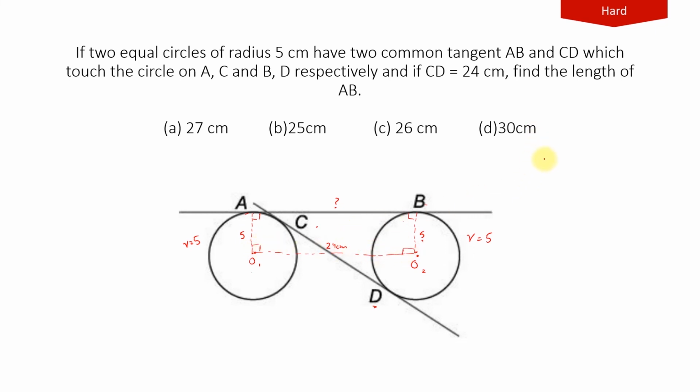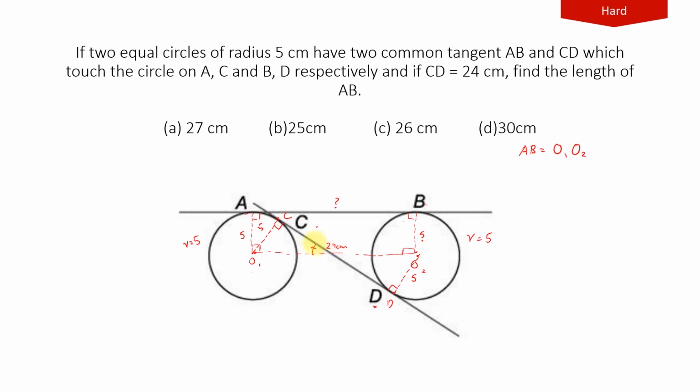So AB is also equal to O1, O2. We have to find AB. We can find O1, O2 also and that will be same as AB. Now let us look at the other tangent. The other tangent was CD. Let us draw the radiuses at point C and D. So we have these two 90 degree angles also.